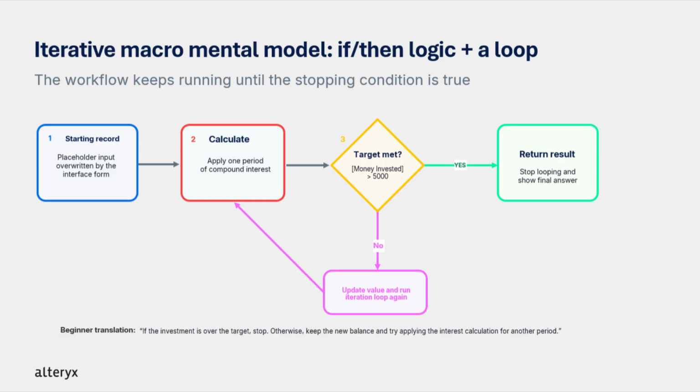In this example, the loop is: calculate the new investment value. Check whether the investment value is greater than $5,000. If it is not greater than $5,000, send the updated value back through the macro and run the calculation again. If it is greater than $5,000, stop looping and return the final result. That is the core idea of an iterative macro. It keeps going until a stopping condition is met.